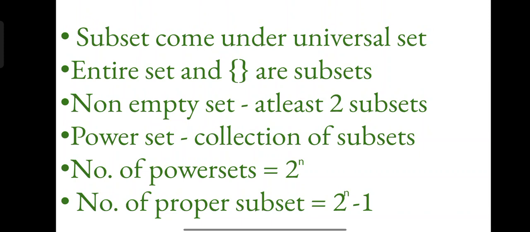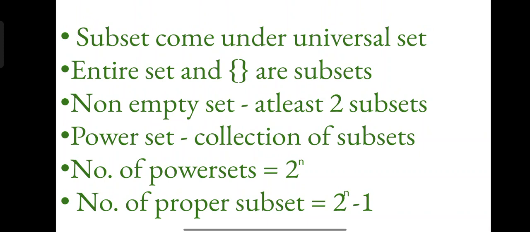And then what is a power set? A collection of all subsets, that is the power set. The number of elements in a power set is 2 raised to n. So the number of proper subsets is 2 raised to n minus 1. In that minus 1, the one we excluded from 2 raised to n is the entire set itself.